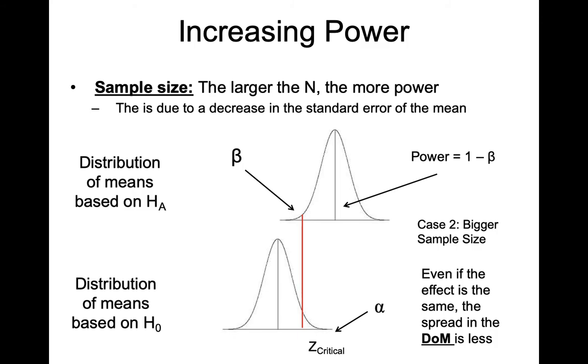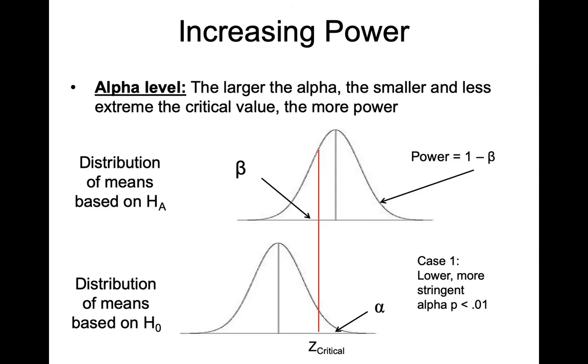Okay, so the larger the n, the more confidence that we don't have error associated with a sampling process from a population. Okay, the next influence is alpha level. The principle here is that the larger the alpha, in other words the smaller and less extreme the critical value, the more power. All right, this one takes some unpacking.